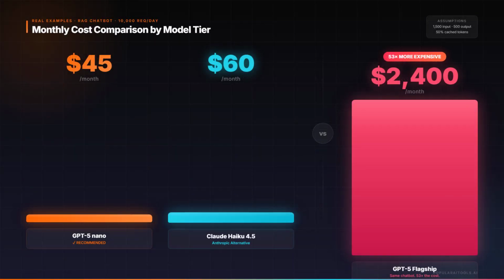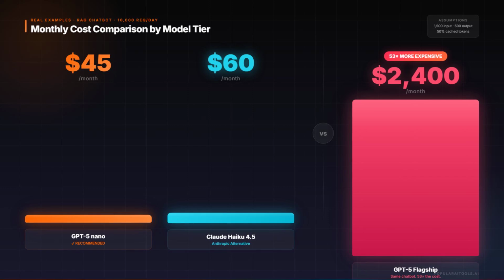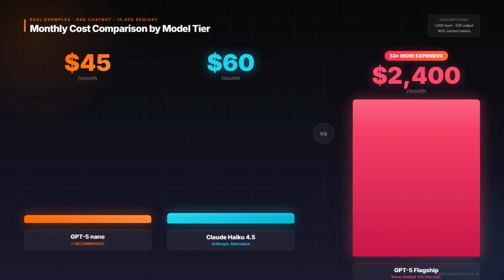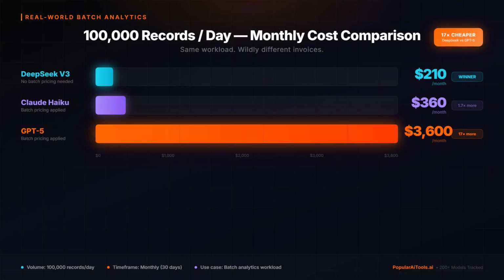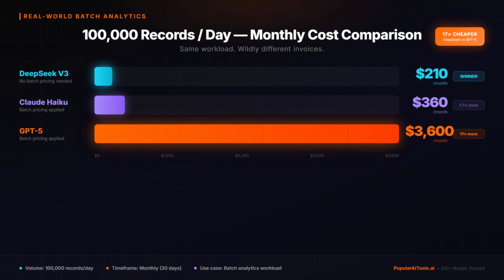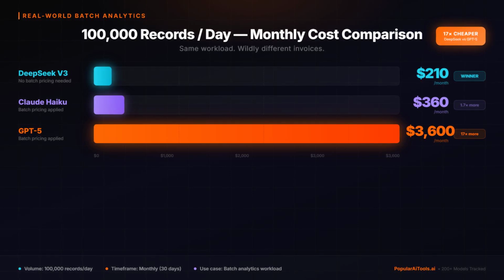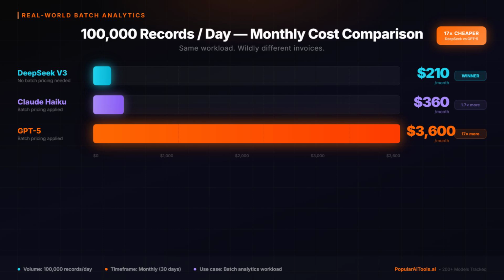Real example, RAG chatbot, 10,000 requests a day. GPT-5 Nano runs you $45 a month. Claude Haiku, 60. The flagship GPT-5, 2,400. 53 times more for the same chatbot. Batch analytics, 100,000 a day. DeepSeek V3 comes in at 210. Claude Haiku batch, 360. GPT-5 batch, 3,600. Same job, 17 times the bill.